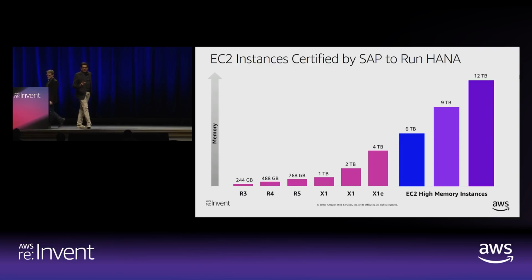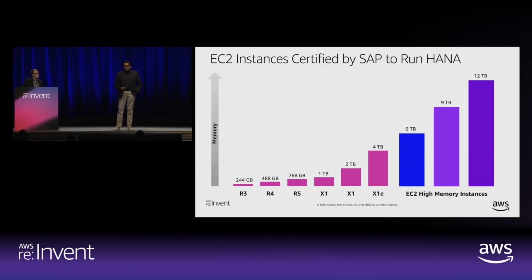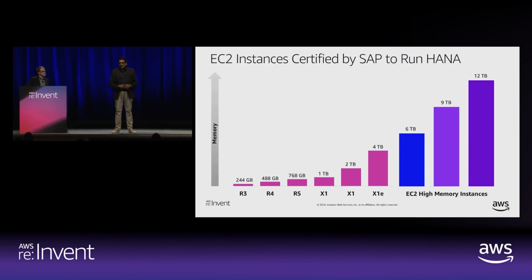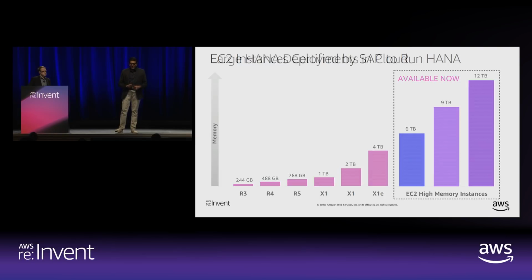So 2 months ago, we launched 3 new instance sizes with 6, 9, and 12 terabytes of memory. Customers who were running on our 4 terabyte X1E instance over the last year or so, as they experienced data growth, asked for options to run even larger memory databases on EC2. And that's when we decided to take a journey to build this completely new family of instances to offer up to 12 terabytes of memory. So let's dive right into that.